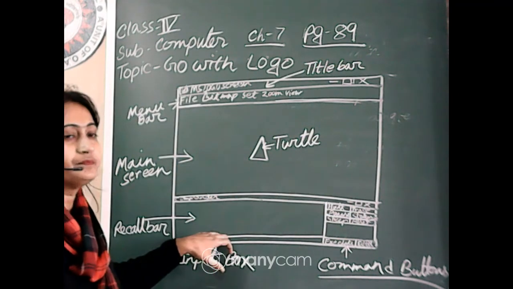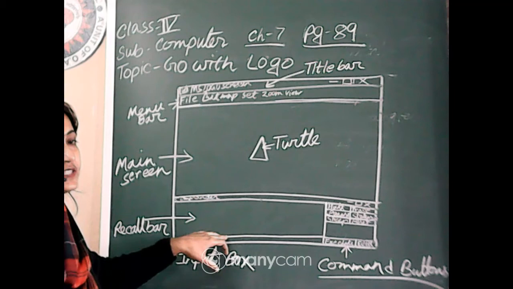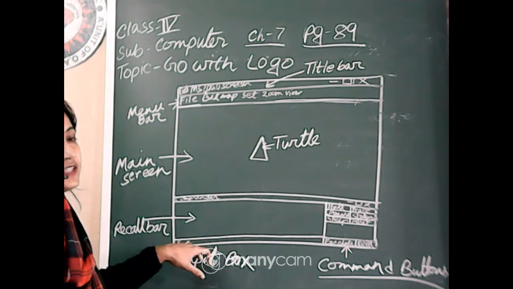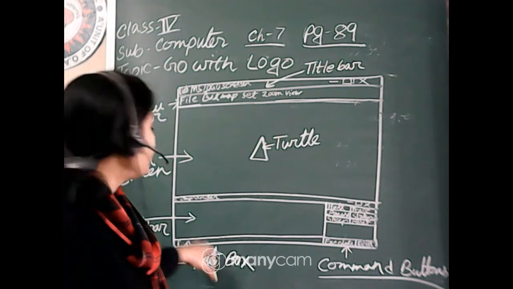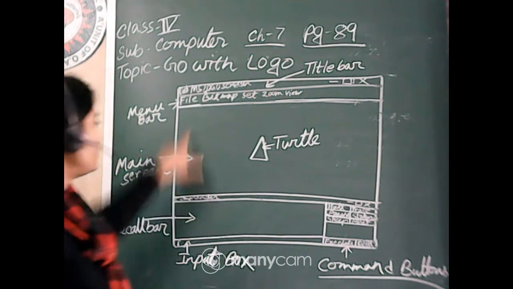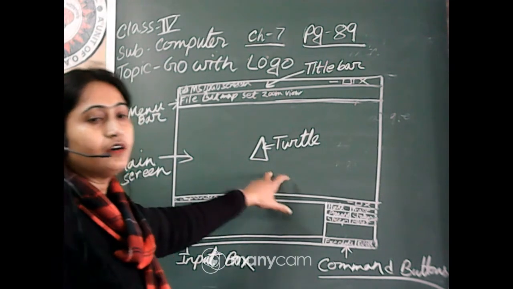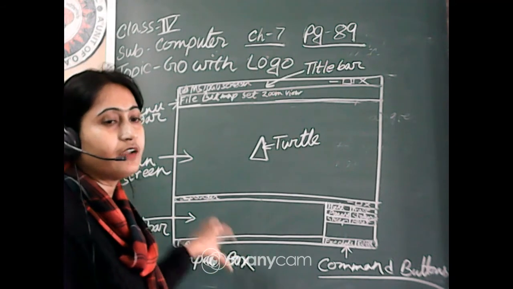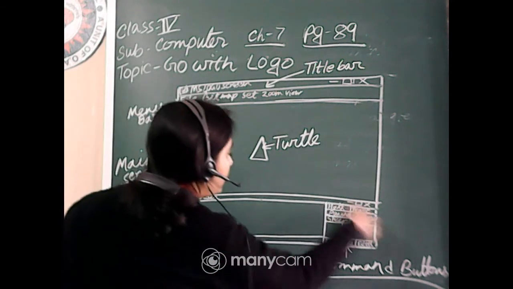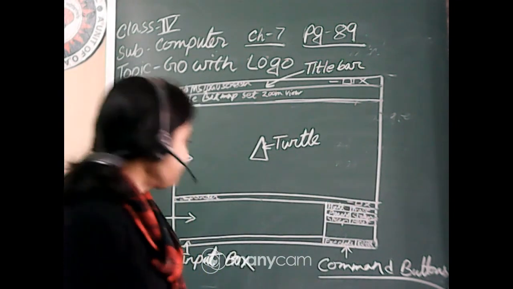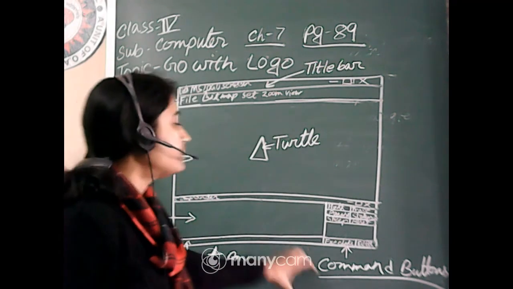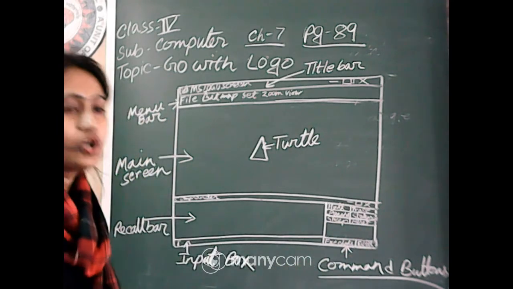Whatever primitive you write in the input box, you have to write the command, and after pressing enter or the execute button, you can see it in the recall bar. This is the main screen and the turtle. When we write a command, the turtle will move on the screen, and these are halt, trace, pause, status, sleep, reshape, execute, and idle. These are called the command buttons.